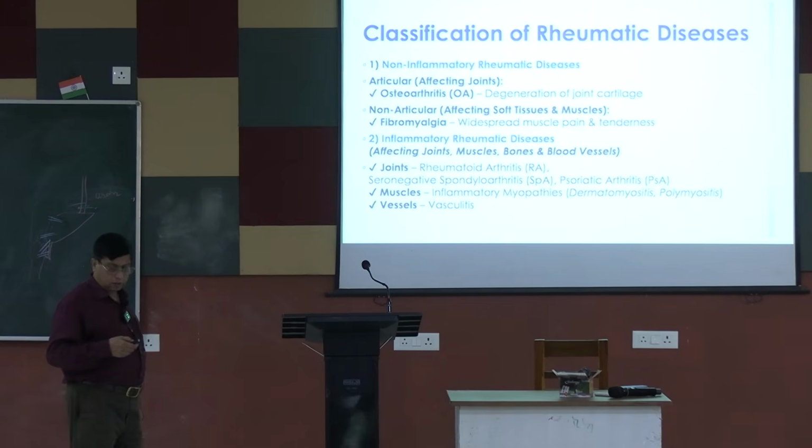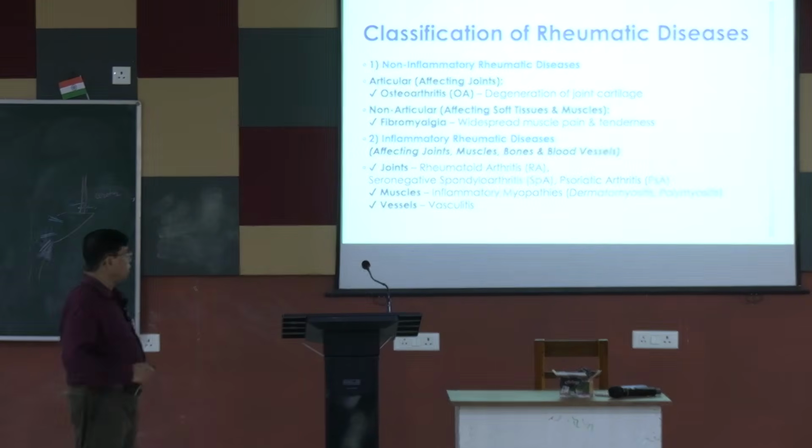You can see it is similar to the previous slide, but only one thing is added: fibromyalgia. It is a very common disease. Where will we classify it, inflammatory or non-inflammatory? We should classify it as a non-articular, non-inflammatory disease. There is widespread muscle involvement, pain and tenderness in fibromyalgia. It is a very common disease we face.